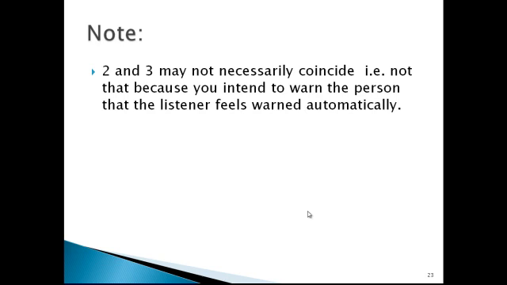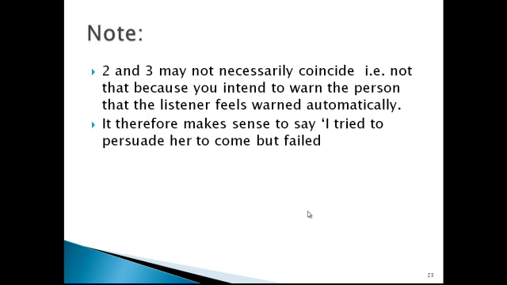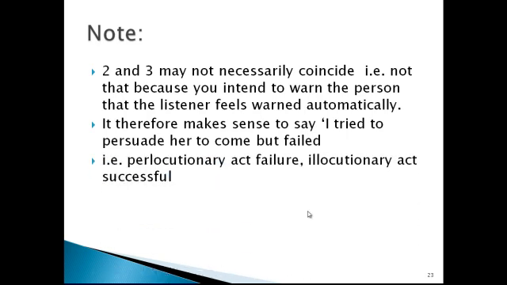Because what you have as the person performing the act is the illocutionary force. The perlocutionary force is external to the utterance. So it doesn't necessarily mean that because you want to warn somebody, or because you want to threaten somebody, that the other person is going to feel threatened. It therefore makes sense to say, I tried to persuade her to come, but failed. Because when you say so, it means the perlocutionary act has failed, while the illocutionary act was successful.